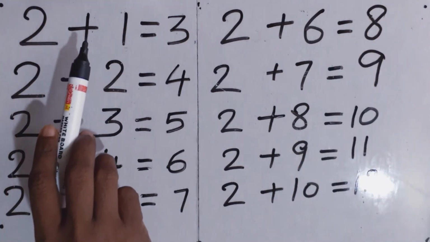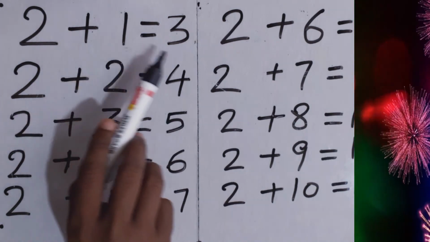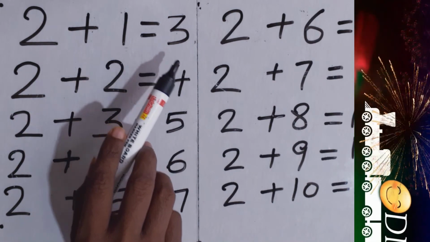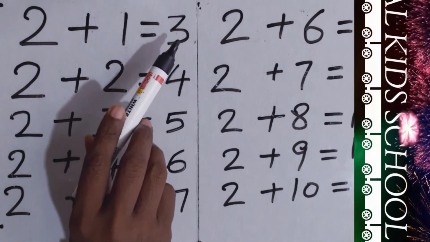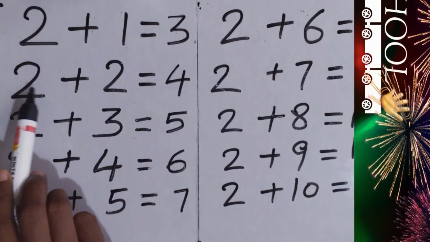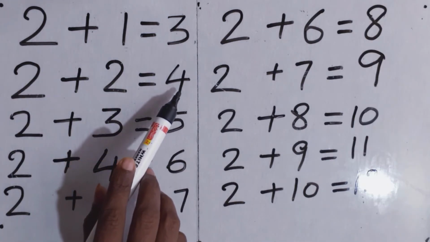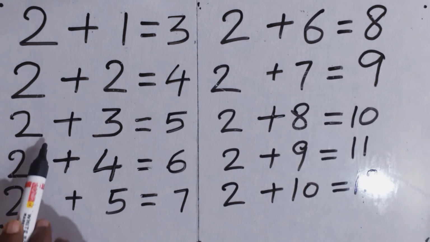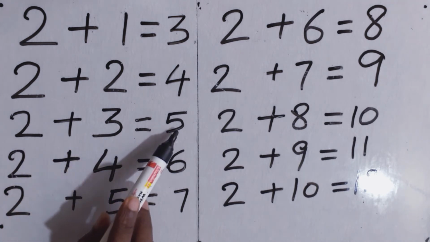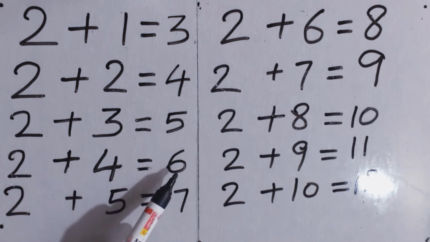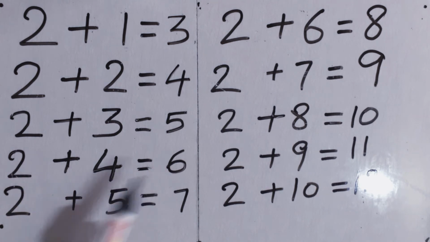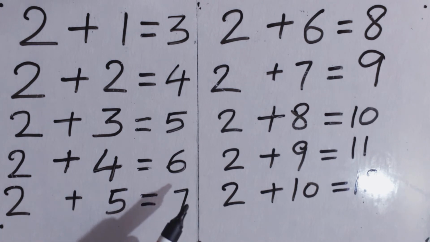Dear children, now you read this addition second table. 2 plus 1 is equal to 3. 2 plus 2 is equal to 4. 2 plus 3 is equal to 5. 2 plus 4 is equal to 6. 2 plus 5 is equal to 7.